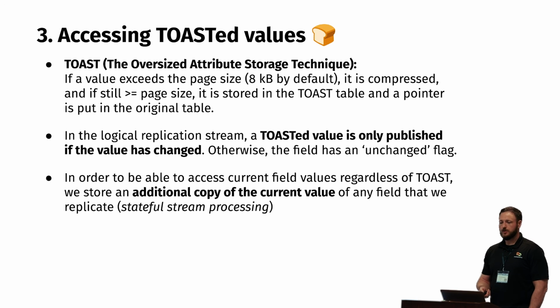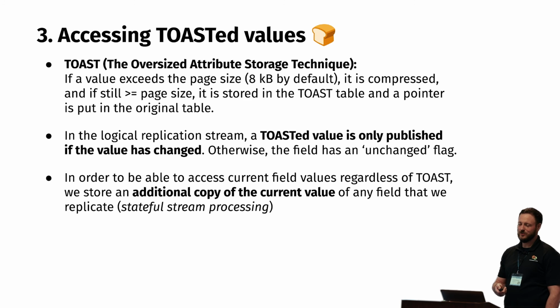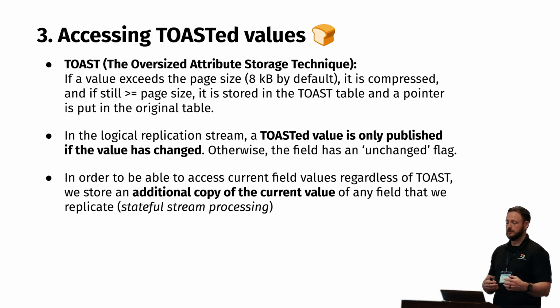The third thing that we had to solve was toasted values. So TOAST is the oversized attribute storage technique where values are stored in a separate table if they exceed the page size. And then in the logical replication stream, the toasted values are only published if the value has changed. There is one exception to that, which is when you use replica identity full, then the full value of the toasted attributes are always published in the keys field on the logical replication stream. But we obviously can't guarantee that Postgres databases are necessarily configured that way, and it's also less efficient.